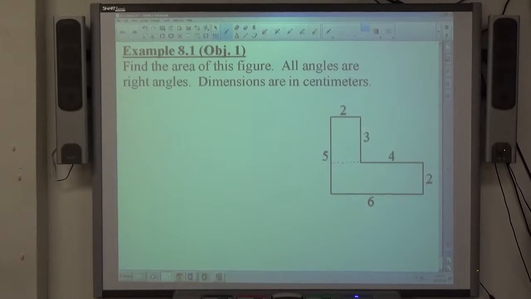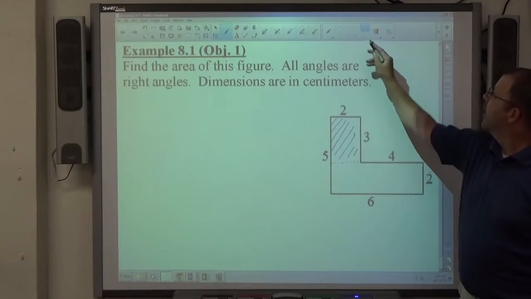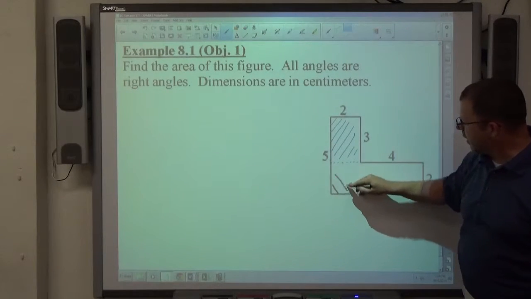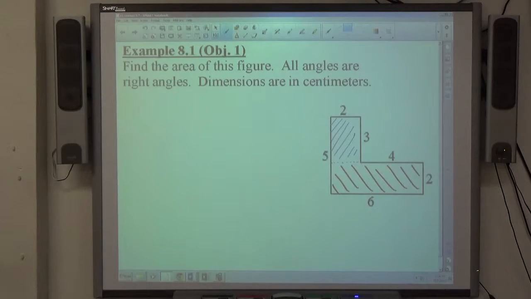Okay, so if I draw that dotted line across, notice that this is a rectangle here, and then we have a second rectangle here. Both those rectangles have area. If I find the area of both those rectangles and add the two areas together, that's the area of the entire shape. Basically what you want to do with area in this book is break things into rectangles or triangles or circles. Those are the three figures that you need to know area formulas for, basically.